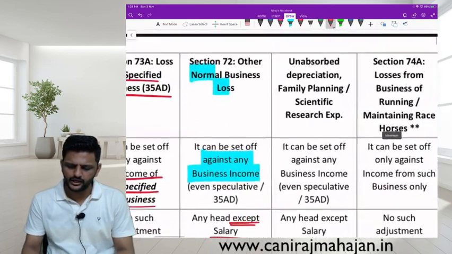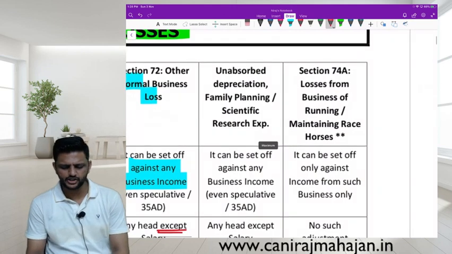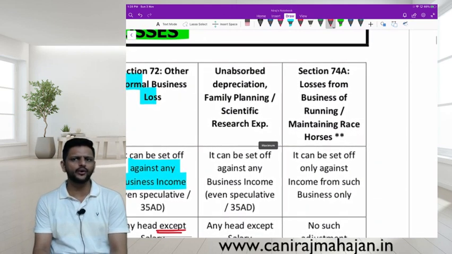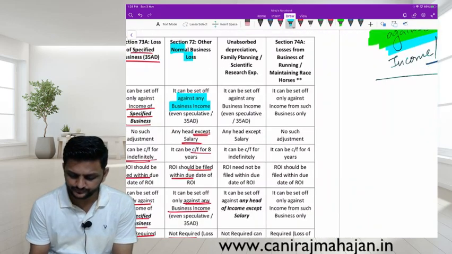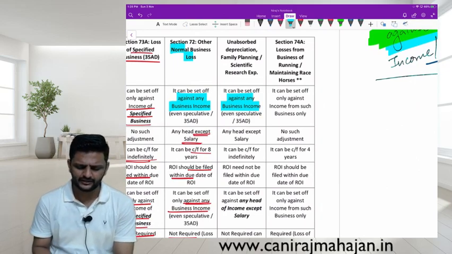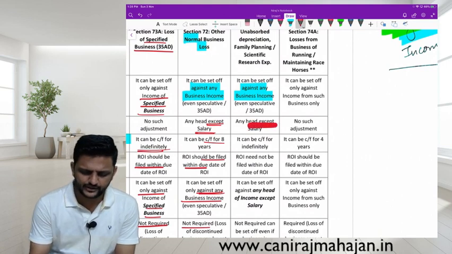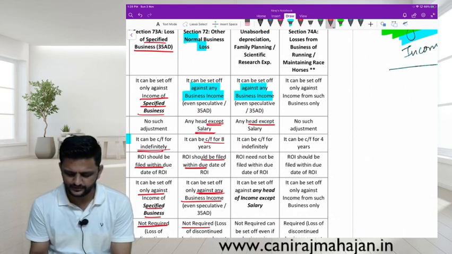Next one, unabsorbed depreciation or family planning or scientific research expenditure, if that expenditure is quite more than the income. Check. It can be set off against business, any business income, even your 35AD income. Any head of income except salary. So is this similar to your normal business loss? Correct. But it can be carried forward indefinitely. Correct.